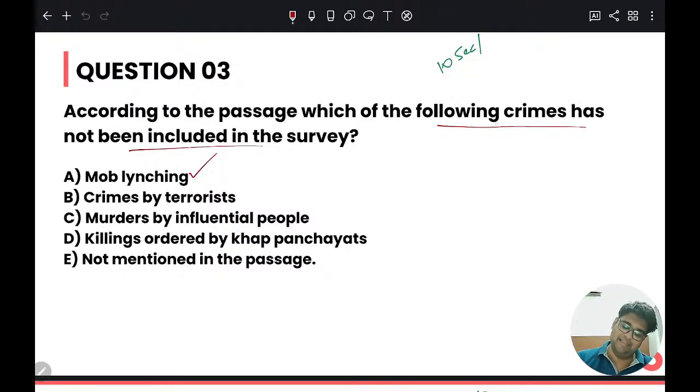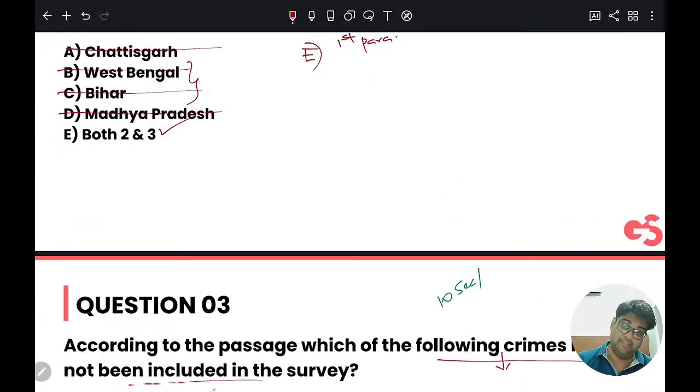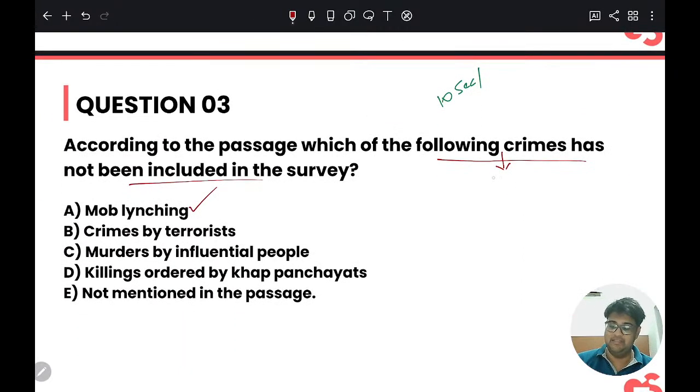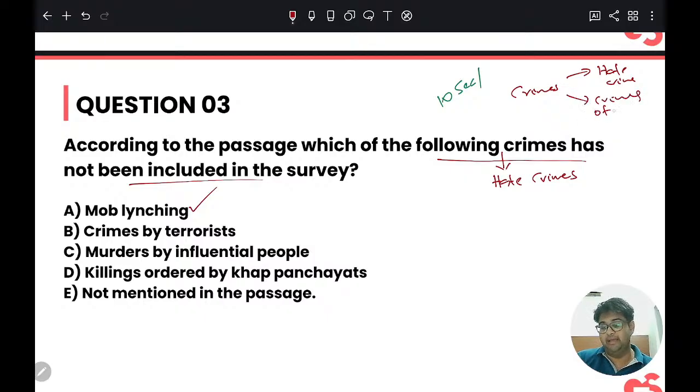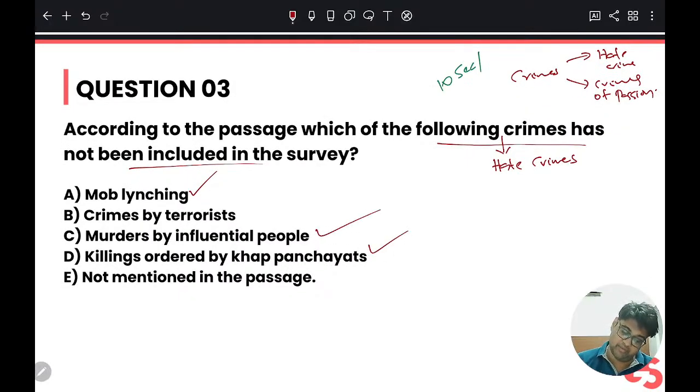See, here they tricked us again. The crime report says hate crimes, particularly hate crimes. Now, this is how they trick you again. See, there are different crimes. There are hate crimes, and then there are crimes of passion also. So the whole thing is talking about crimes. Whatever is given, it is not mentioned in the passage. Like, murder for influential crime was mentioned, crime by terrorist was not mentioned.